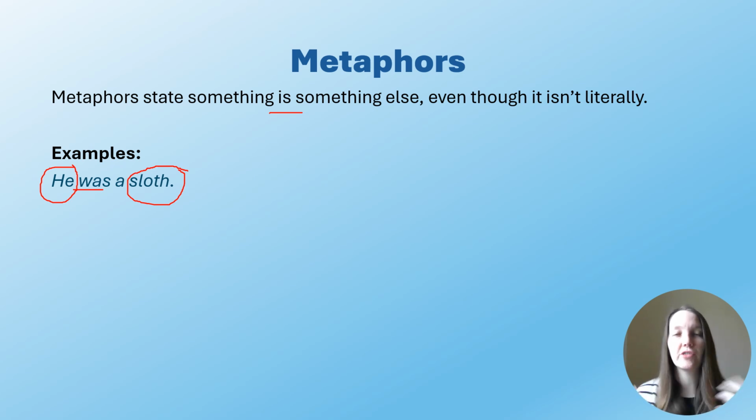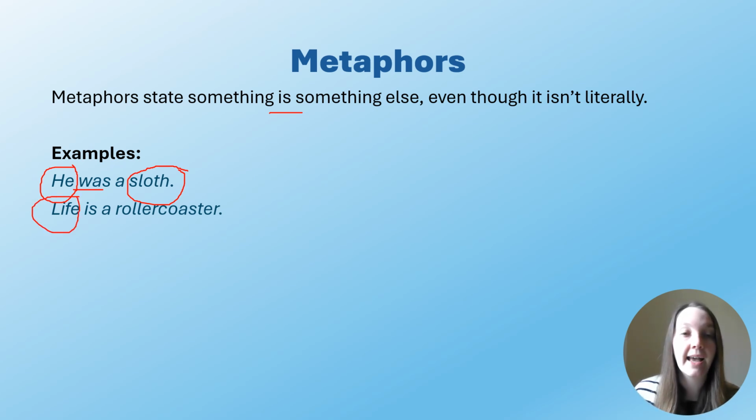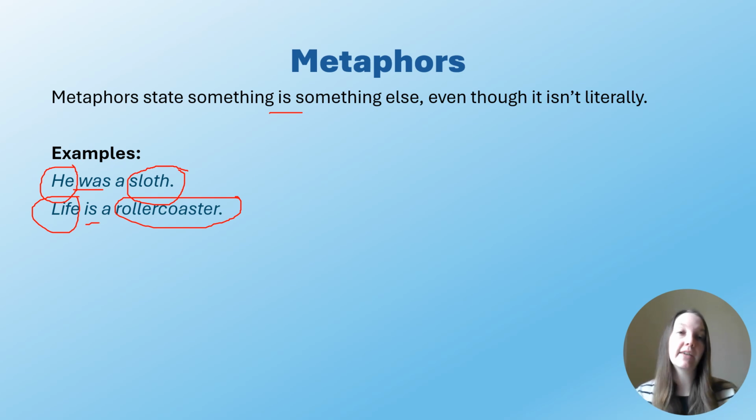So it's just trying to create this picture here. Okay, then we've got life is a roller coaster. So rather than having the simile version of life is like a roller coaster, we can have life is a roller coaster, okay? We know it's literally not a roller coaster, but it's trying to convey a certain image.